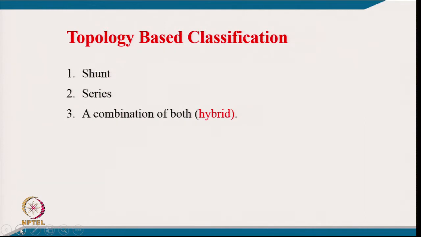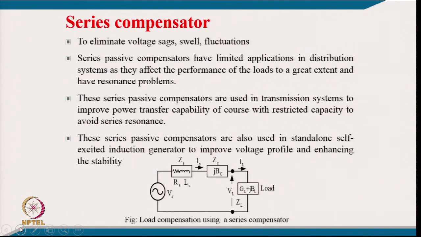Another classification is the topology based compensator, that we already talked about: shunt, series and a combination of both. Typically if we talk first about the series compensator, it is used to eliminate voltage sag, swell and fluctuations. Series passive compensators have limited applications in distribution systems as they affect the performance of the load to a great extent and have resonance problems. Series passive compensators are used in transmission systems to improve the power transfer capability, of course with restricted capacity to avoid series resonance.